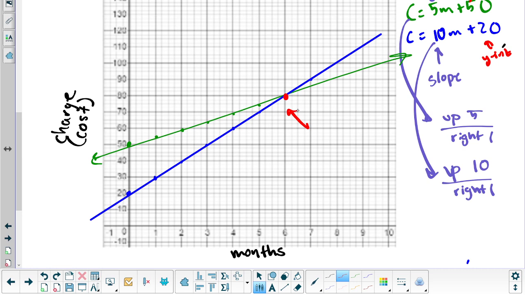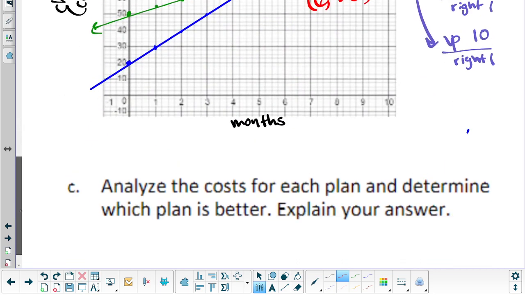And in fact, the green line, the fitness zone or the fitness club, is more expensive for the first 6 months. This happens at 6 months. And it happens when they both charge $80. So that's the point where they meet, 6, 80. And so I have to analyze this cost.